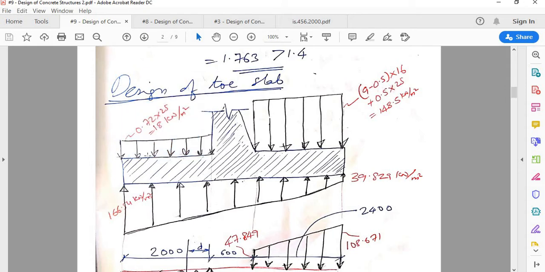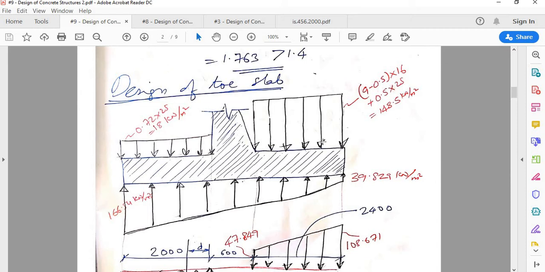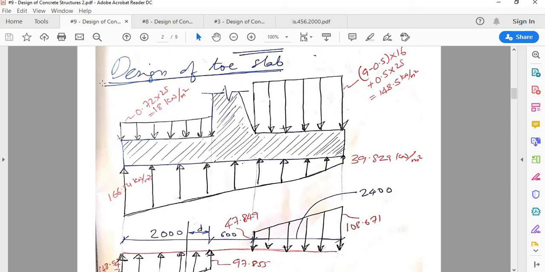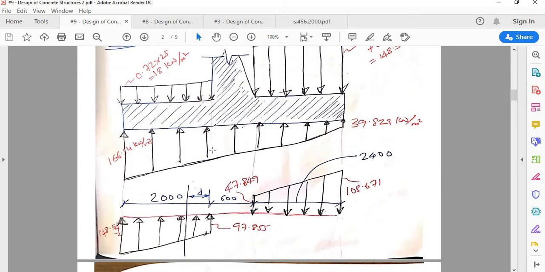So this is just the self-weight of the toe slab, and then in the heel portion you have all the vertical forces: the weight of soil and the weight of the heel slab. If you have any surcharge, that also you have to consider. Here there is no surcharge. So this is how the stresses or external forces will look.